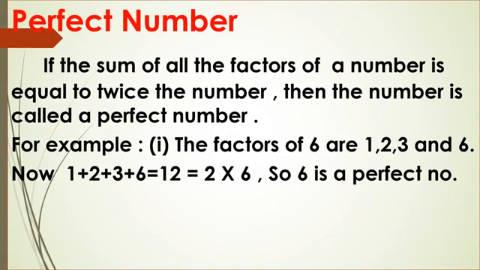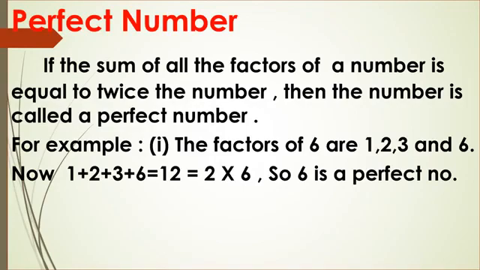Again, I am explaining it. Listen. I have taken one number, 6. Make the factors of 6: 1, 2, 3 and 6. Now add them. Your sum is 12. Now you can see this 12 is twice the number. Twice of 6, the number is 6, and twice means multiply by 2. So 2 multiplied by 6. So, 6 is a perfect number.